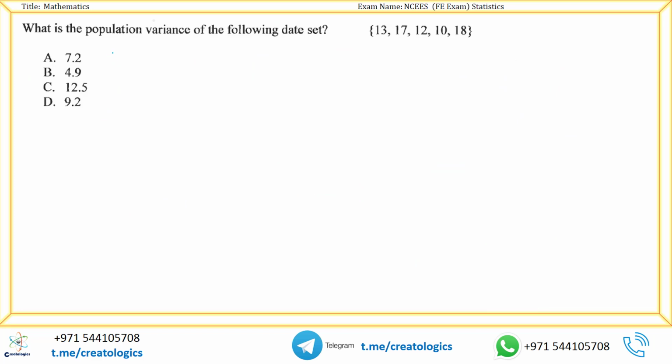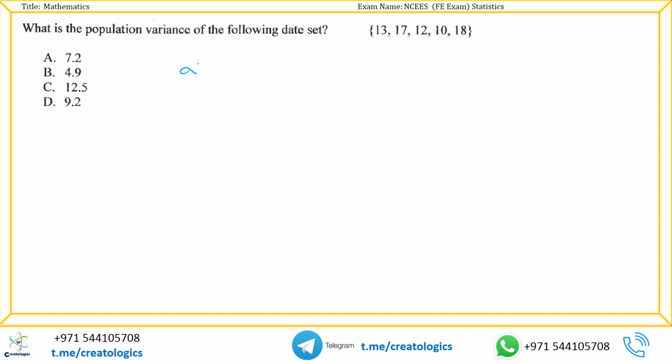Next question. Find the population variance of the following data set. Again, you are given a data set here, and this says find the population variance. It means you have to find the variance value. Okay, and you know variance is denoted by sigma squared.